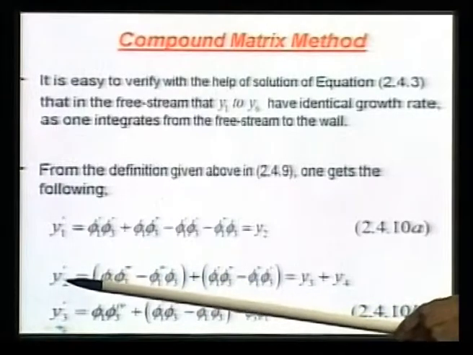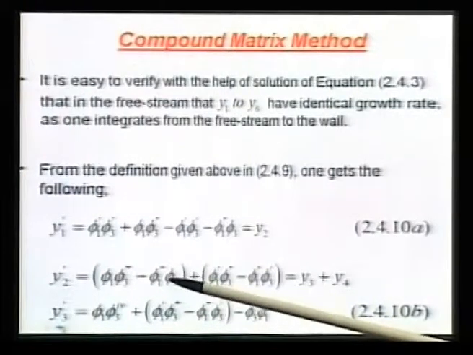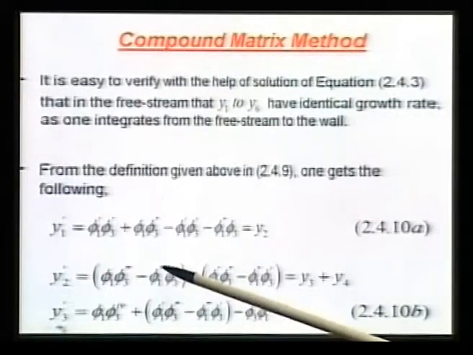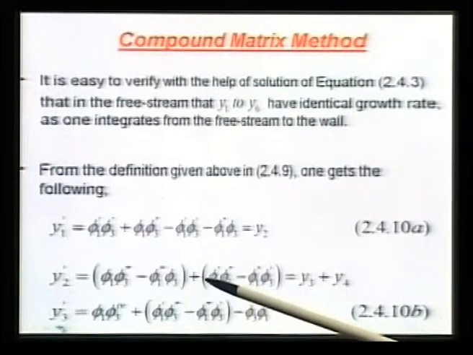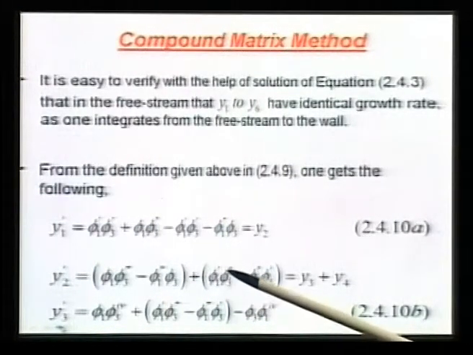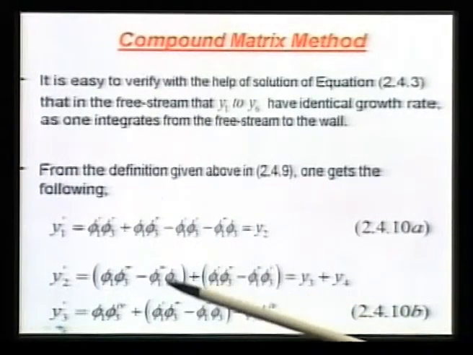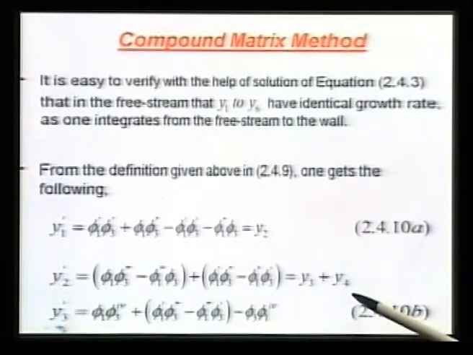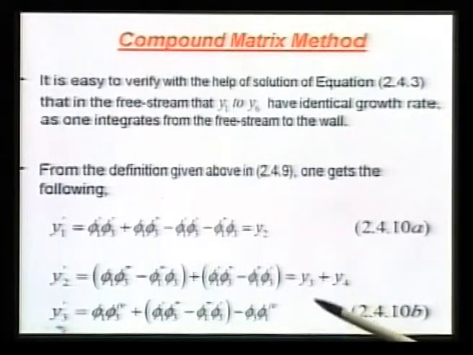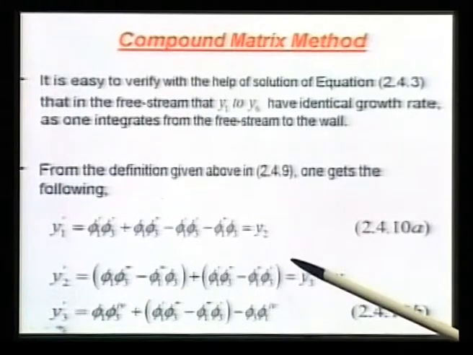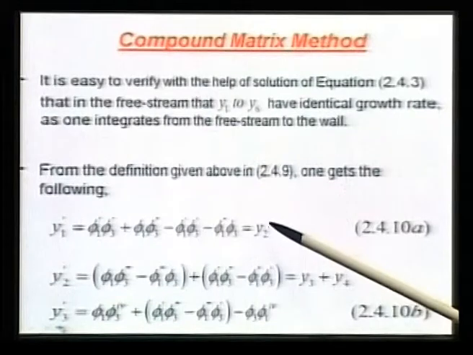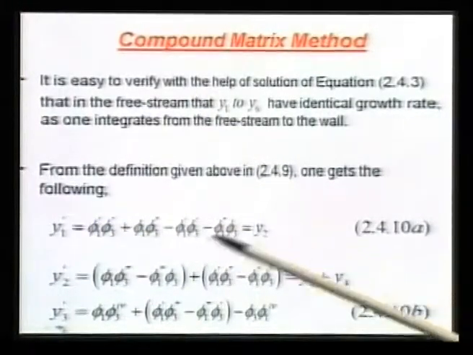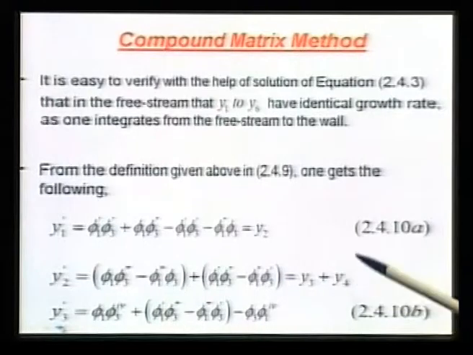You can do the same thing for y 2 prime; you will have these two components: phi 1 phi 3 triple prime minus phi 1 triple prime phi 3 plus phi 1 prime phi 3 double prime minus phi 1 double prime phi 3 prime. This is by definition y 3, and this is how we defined y 4. So, we are generating equations for this compound matrix variable; they are also called the second compound. So, y 1 prime equal to y 2, y 2 prime equal to y 3 plus y 4.